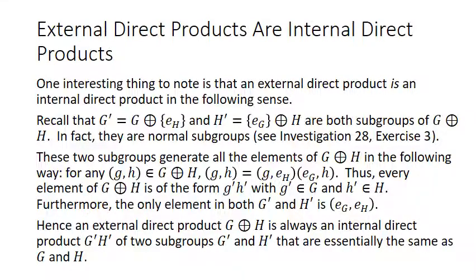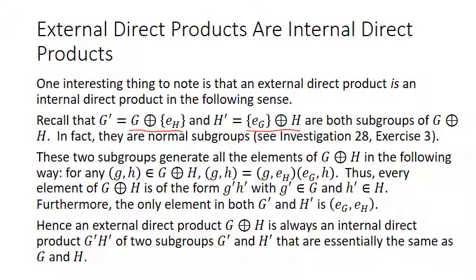Okay, so one interesting thing to note about this is that external direct products are actually internal direct products, and they are that in the following sense. Remember that we found these subgroups before in the external direct product of G and H. I'm going to call this one G prime. So G prime is the external direct product of G with just the identity from H, and then H prime is going to be the external direct product of the identity from G with the group H. Those are both actually subgroups of the external direct product of G and H, and in fact they are normal subgroups, although we haven't proven that, but it's one of the exercises for this section.